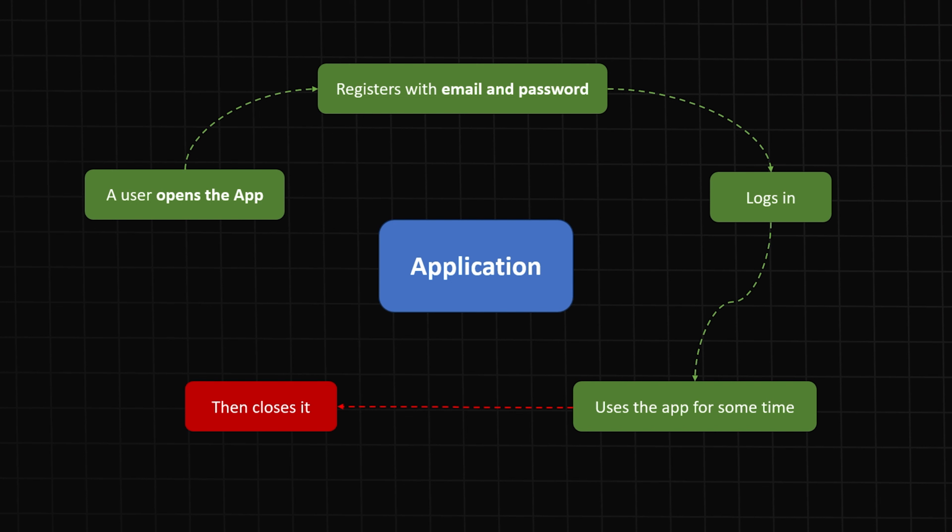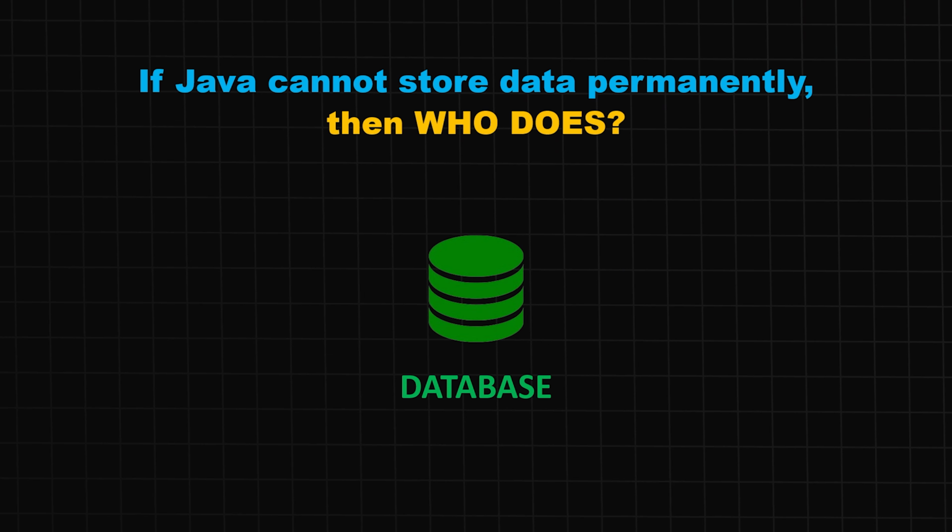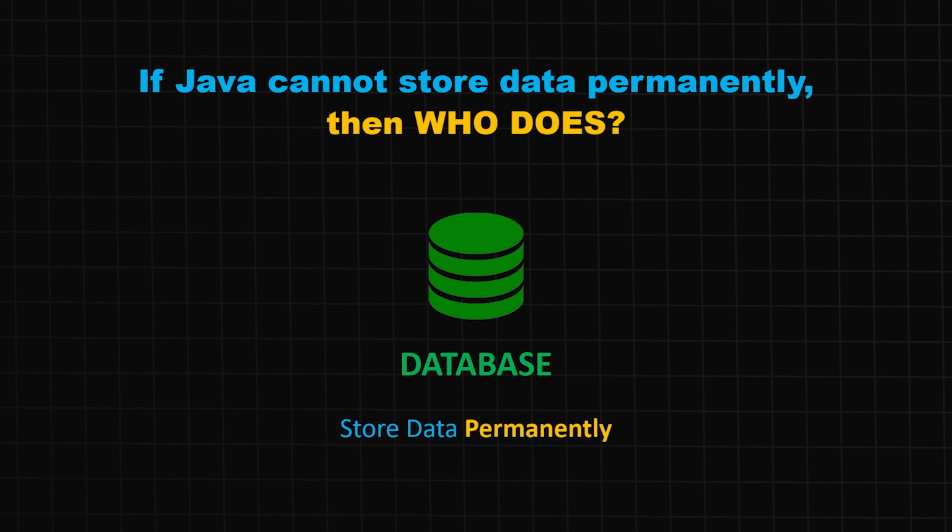But Java cannot store the data permanently. Here comes an important realization: Java is a programming language, runs in memory, and memory is temporary. So Java alone cannot solve this problem. Then the question arises: if Java cannot store the data permanently, then who does? And this is where the database comes into the picture. Databases are designed to store the data permanently, even after the application stops, even after the system restarts.